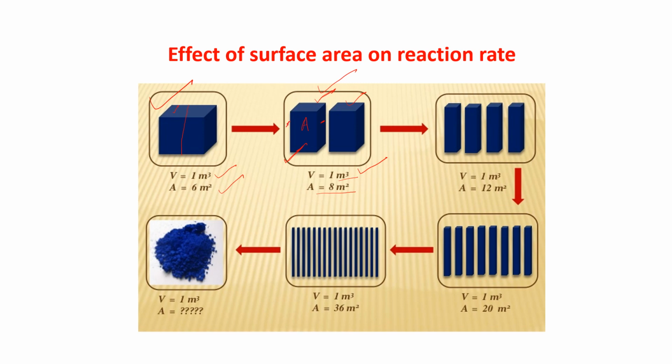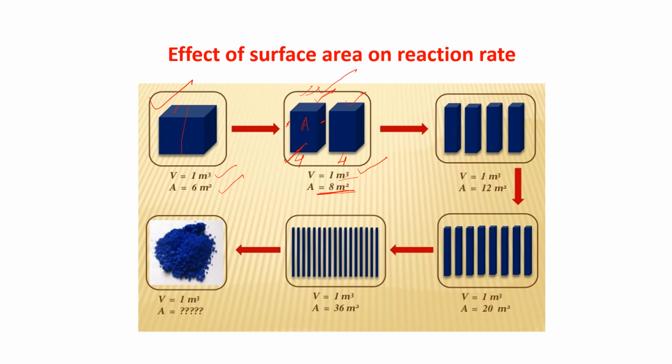And I have 4 sides of length and breadth 1 into 0.5, so that is 2. Altogether the surface area of A is 2 plus 2, that is 4. Here also it is 4. So the surface area is 8 meters square. You just calculate on your own.